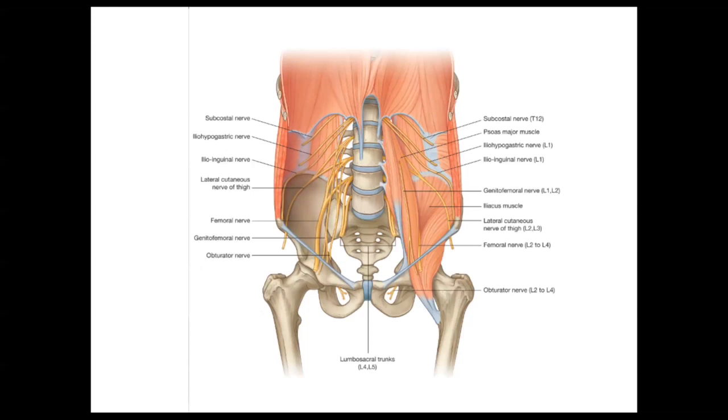So these are the nerves of the pelvis. This is what a textbook will show. You can see all the nerves up here. This is the subcostal, the iliohypogastric, the spinal nerves here. They are all very far away.